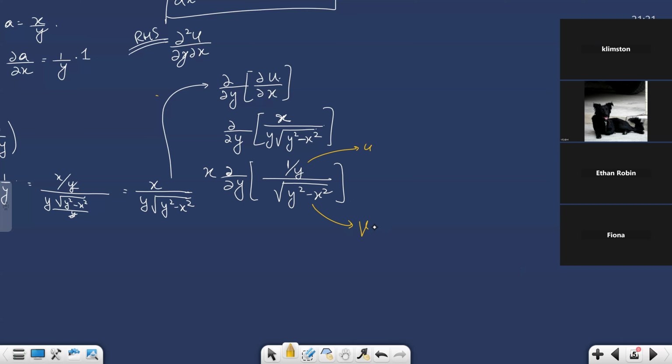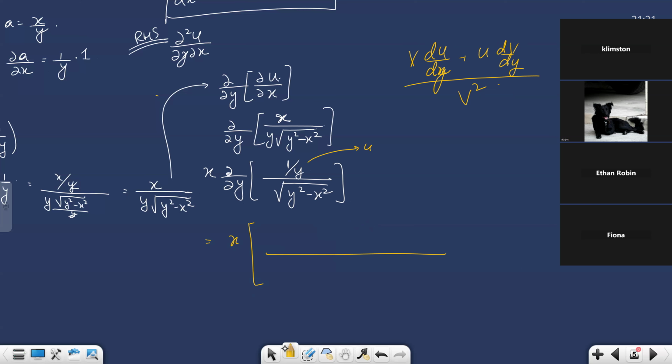You must remember the formula. v derivative of u plus u derivative of v divided by v square. Just put it and you will get your answer. Let's do it. x times, let's open a big bracket. Now v: so this is root of y square minus x square.